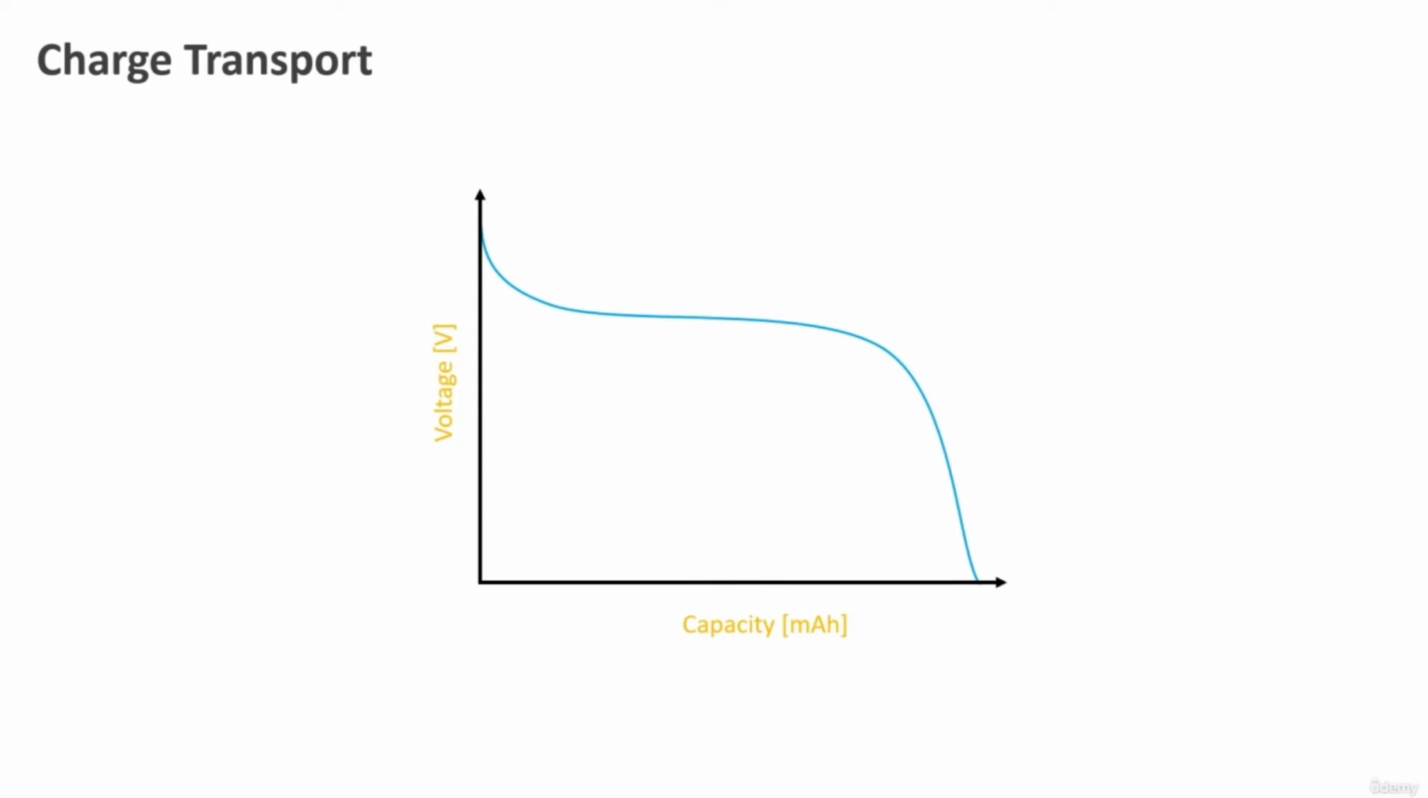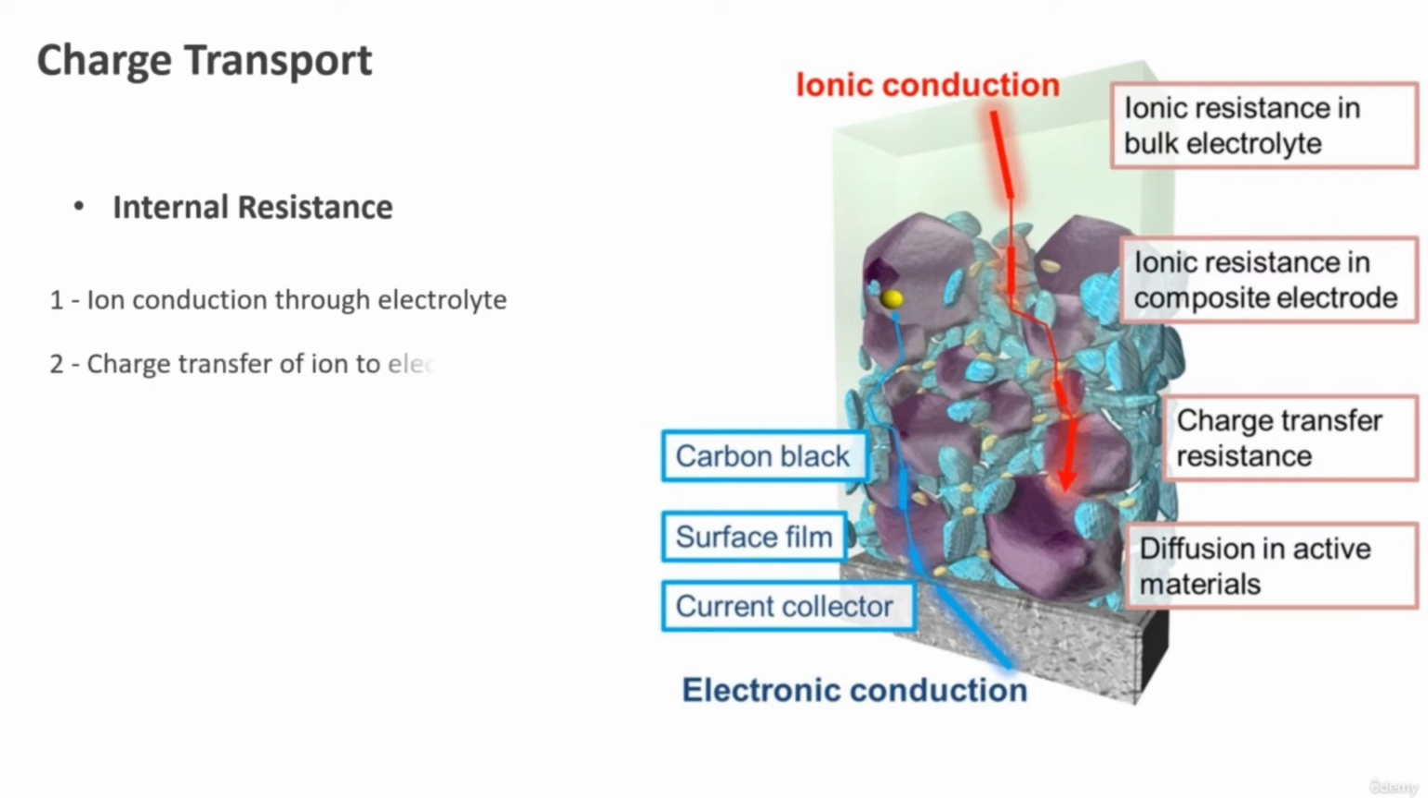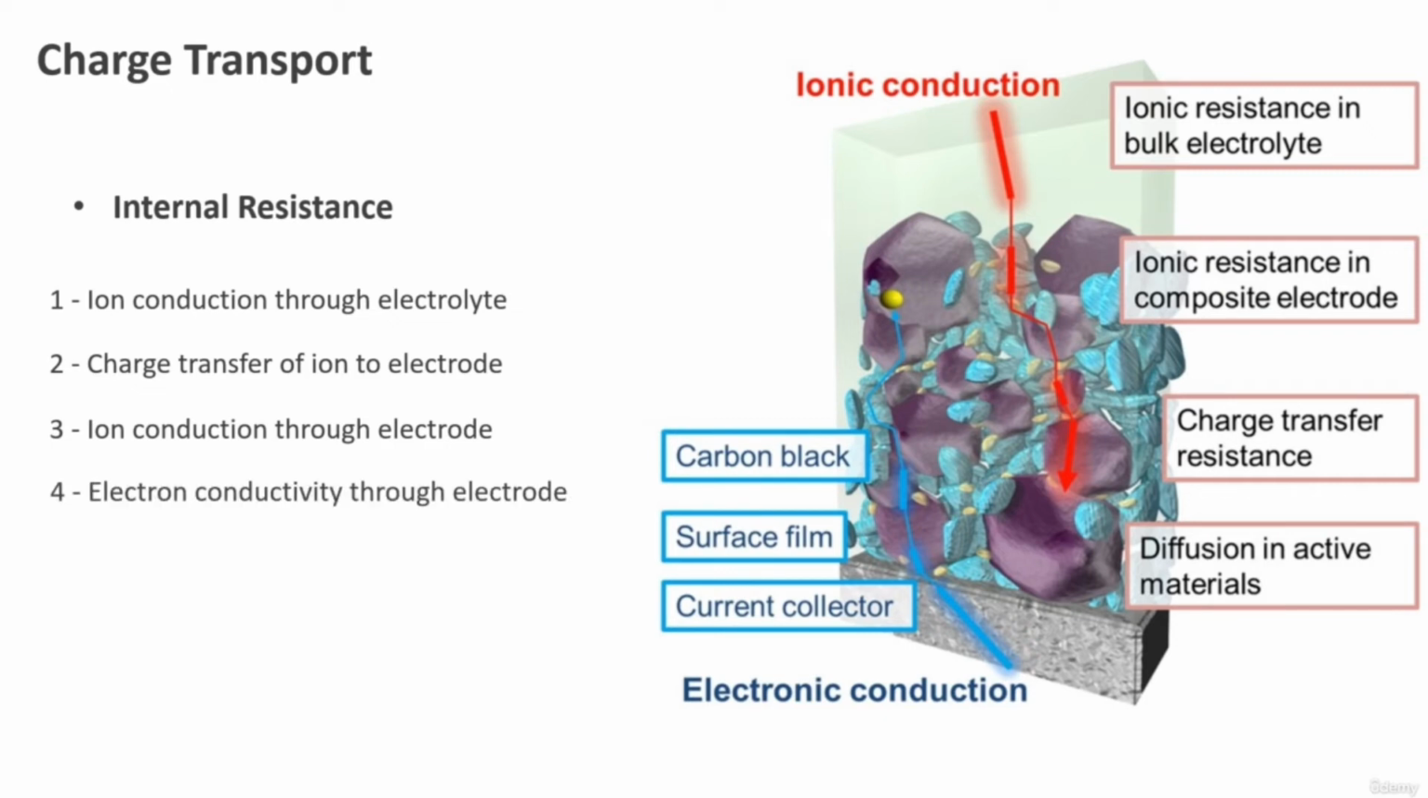more heat is produced in the battery. Looking into the batteries, there are four main contributions to the internal resistance: lithium-ion conduction through the electrolyte, charge transfer of the lithium ions toward or from the electrode material, lithium-ion conduction through the electrode material, and finally, electron conductivity between the electrode material and the current collector.